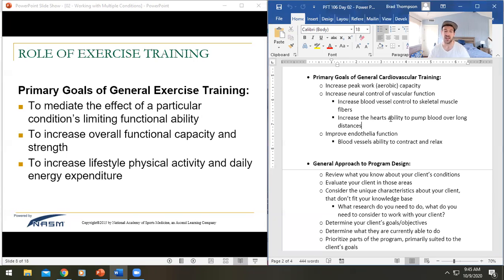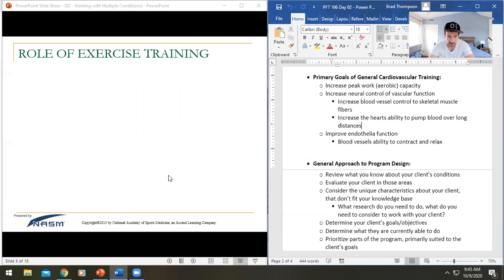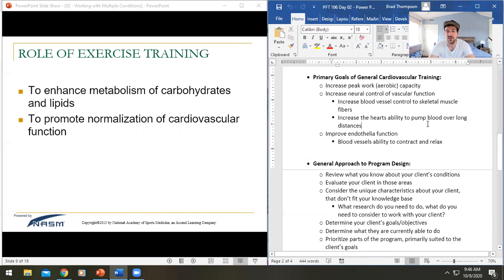So increase their daily expenditure, try to get them to walk regularly, right? They should be engaging in exercise throughout the day rather than what a lot of people do, where they do their daily workout and then spend the rest of the day in bed or sitting in a chair. So the primary goal of general exercise training is to improve not only your peak capacity, but also your general capacity.